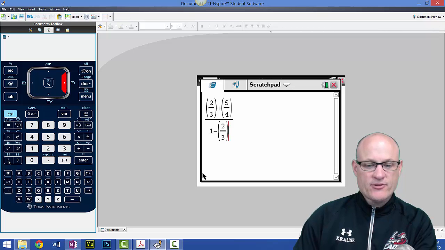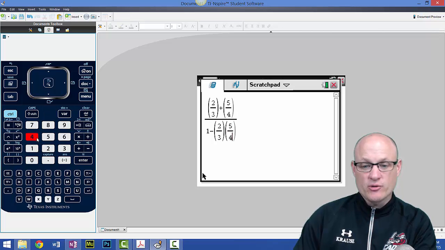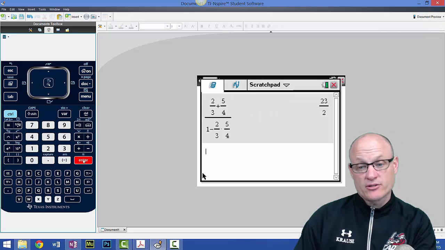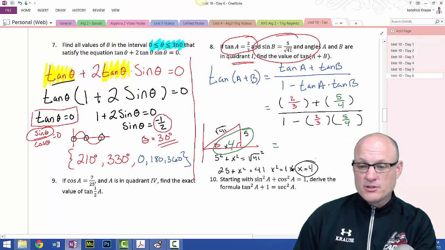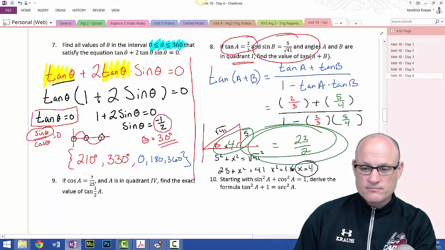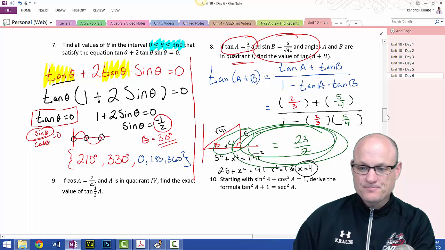The added extra steps that you have to do, like control division, are not so much that you shouldn't do it. So you know that you got it right. Hit enter, and I get 23 over 2. And there's my answer. My answer is 23 over 2 right there. Moving on.